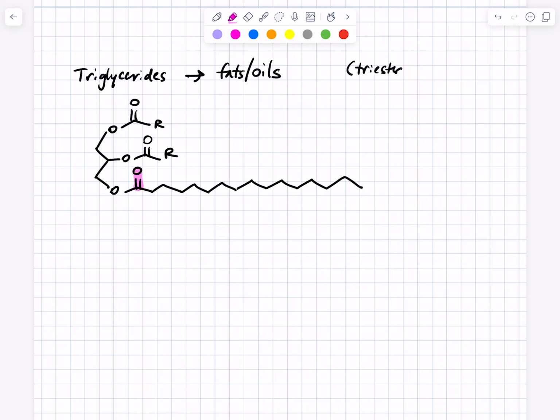This acyl portion, sorry, I'm struggling to highlight it. There we go, close enough. This acyl portion is called the fatty acid. It comes just like in esters, we've talked about the alcohol segment and the acyl or carboxylic acid segment. This is the fatty acid segment of a triglyceride. In orange is the glycerol segment. And this is sometimes called glycerin.